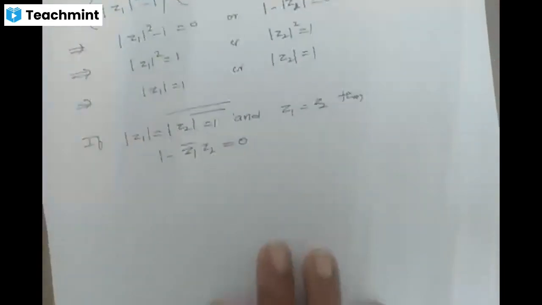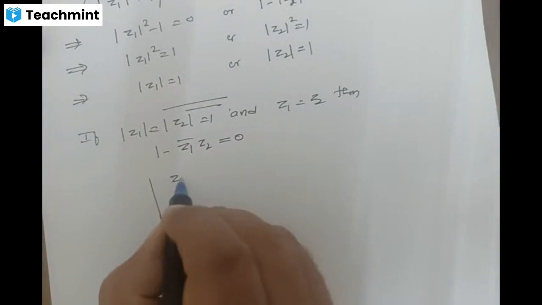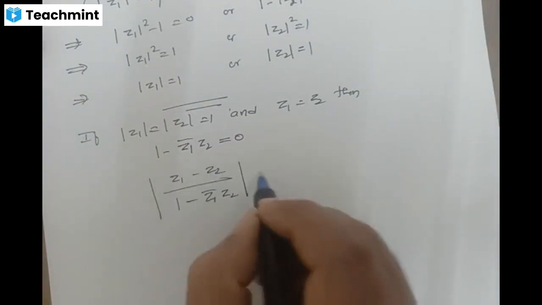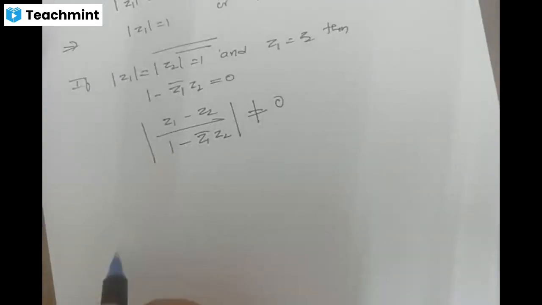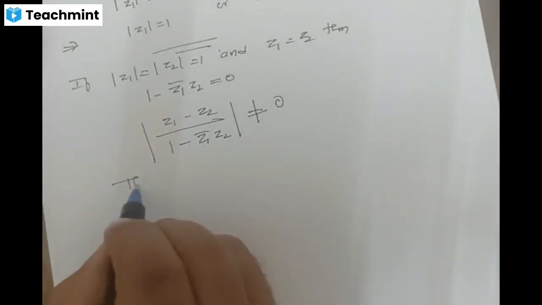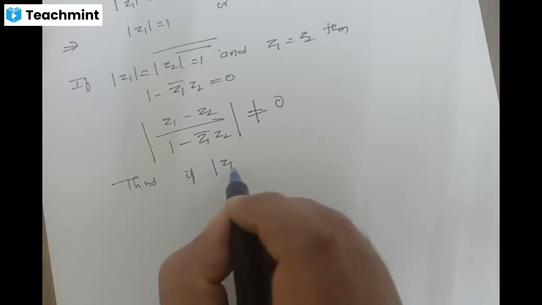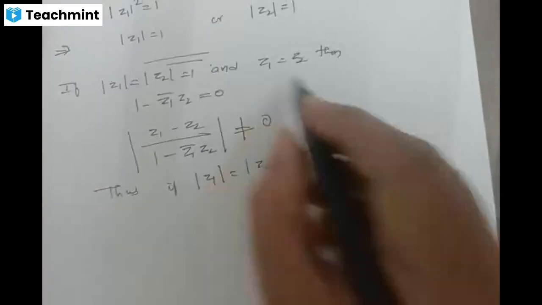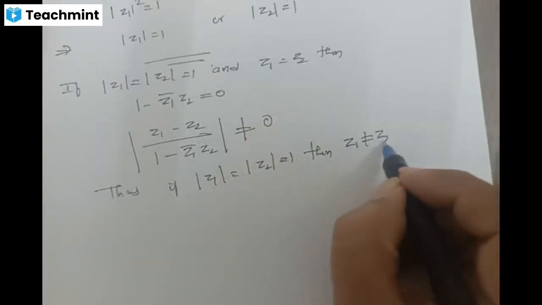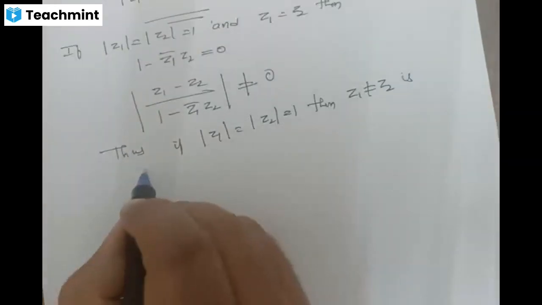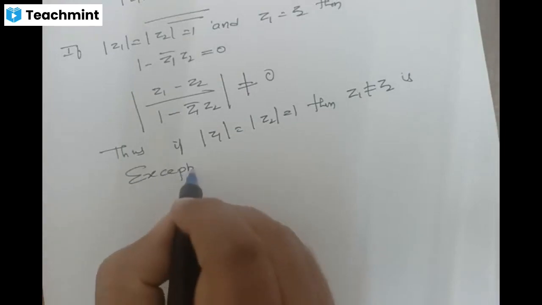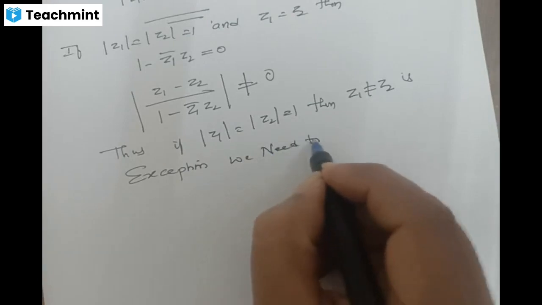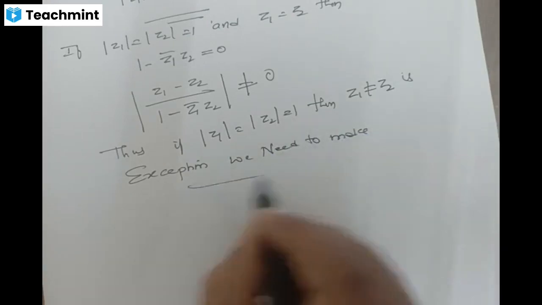So the modulus of (z1 - z2)/(1 - z1 bar z2) is not equal to 0. Thus, if mod z1 equals mod z2 equals 1, then z1 is not equal to z2; we need to make this exemption. So this is the answer.